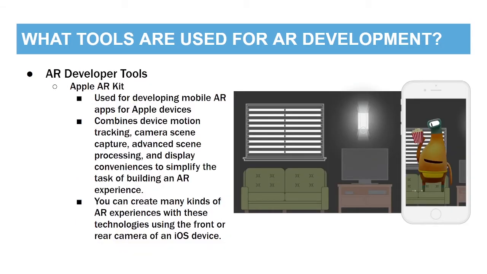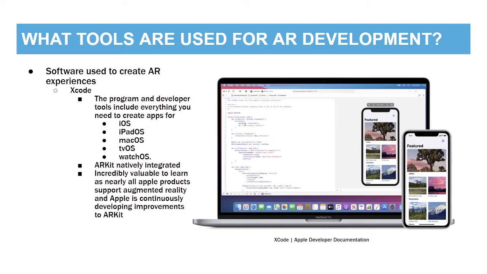For developing for Apple products, you use Apple AR Kit. This is used for developing any mobile AR apps for any Apple devices. It combines device motion tracking, camera scene capture, advanced scene processing, and display conveniences to simplify the task of building an AR experience. You can create many kinds of AR experiences with these technologies using the front or rear camera of an iOS device.